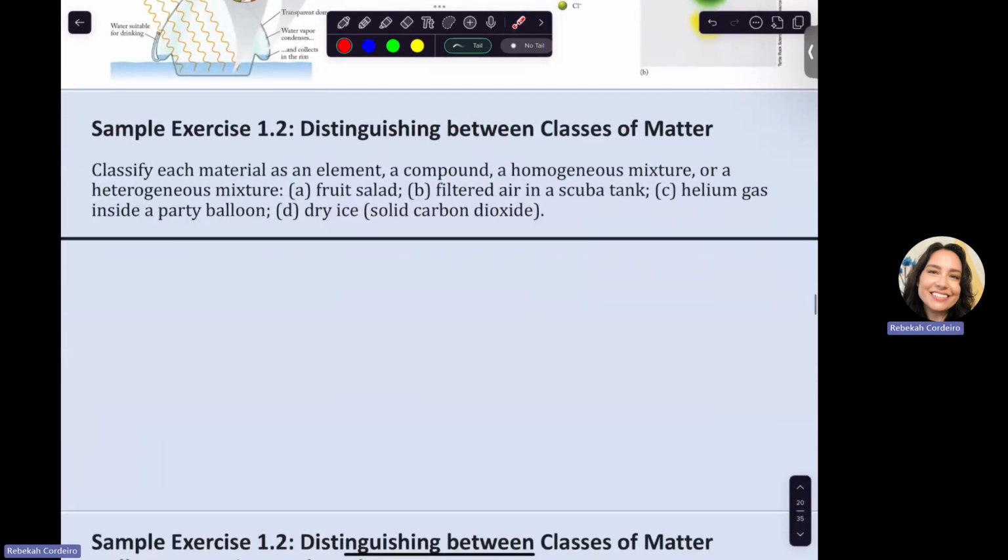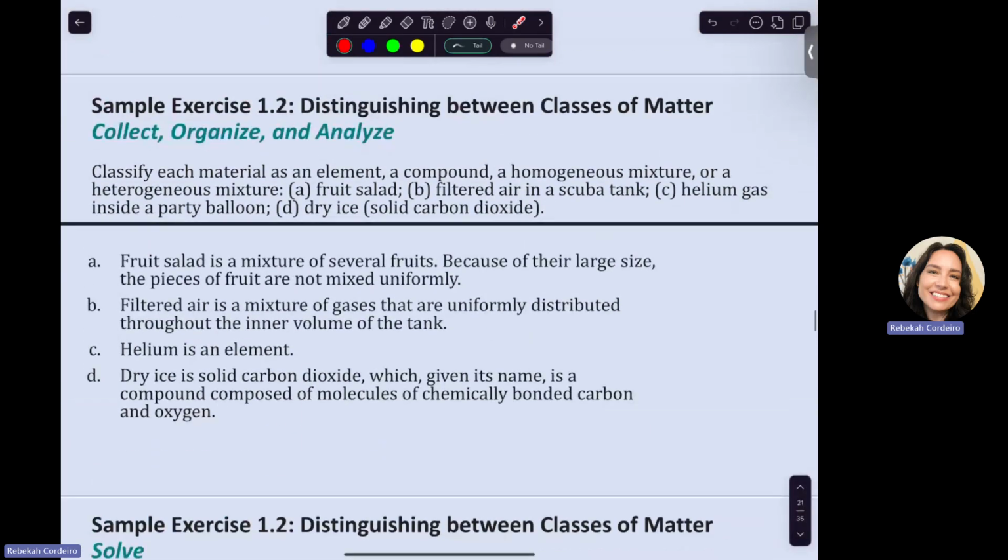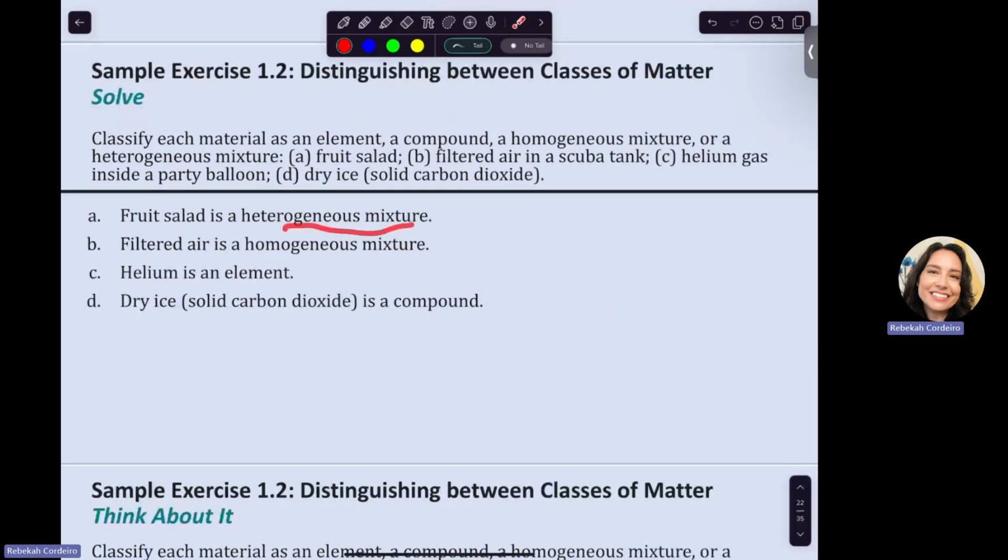So go ahead and take a minute to answer this question. Do you think it's an element, compound, homogeneous, or heterogeneous mixture? And pause and work on this one. All right, so hopefully you've paused the video and you've worked it out first. Answers are fruit salad is a mixture. It's not mixed uniformly, therefore it would be heterogeneous.